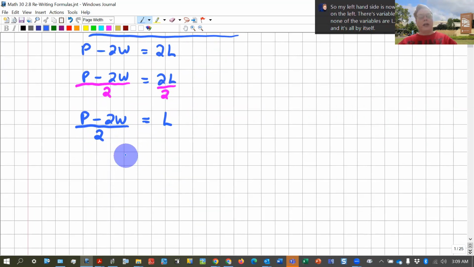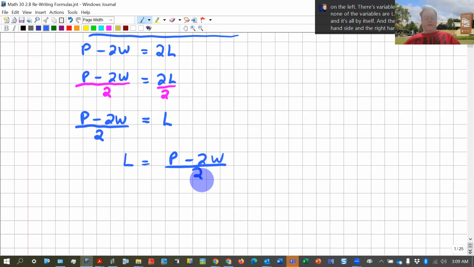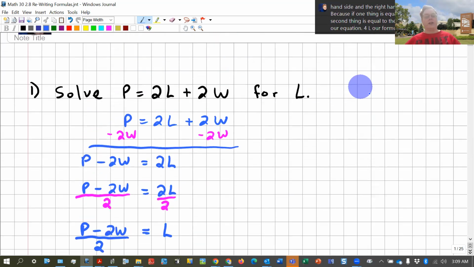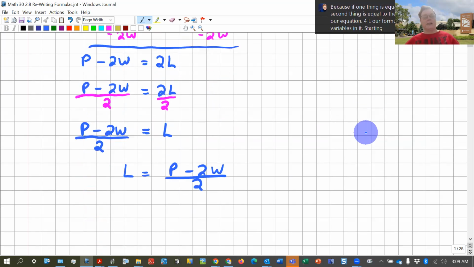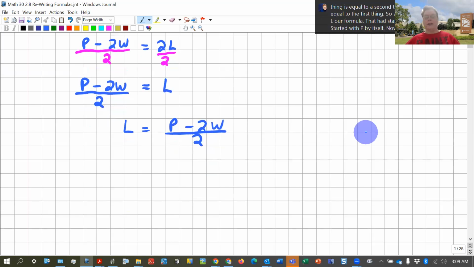And then we can interchange the left-hand side and the right-hand side of our equation. Because if one thing is equal to a second thing, then the second thing is equal to the first thing. So we have solved our equation for L, our formula that had started with 3 variables in it, started with P by itself, now L is by itself.